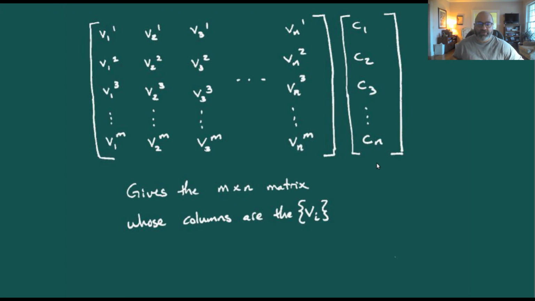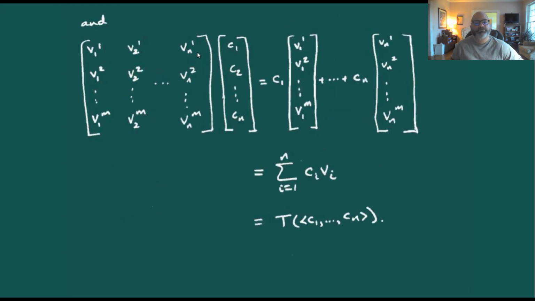We multiply that times our column vector of coefficients. And by the property of matrix multiplication, we can write this as c1 times our first column vector plus c2 times our second one, all the way up to cn times our last column. But that is the sum of c_i times v_i, which is the value for our linear transformation. So if we take our vectors and make them column vectors, then we can multiply by our coefficients, and that gives us our linear transformation.